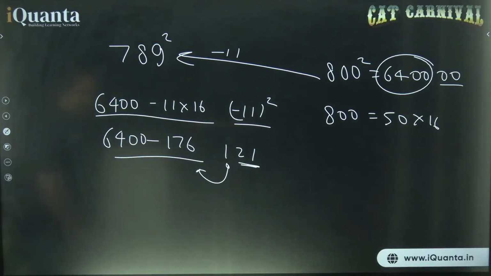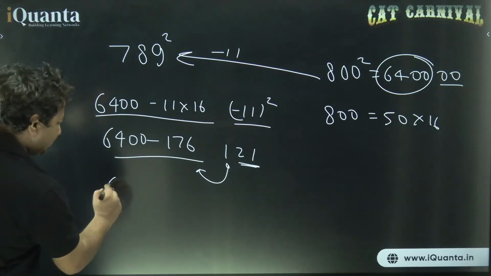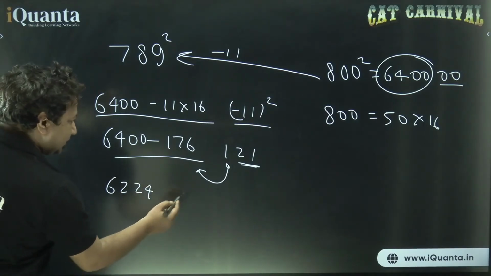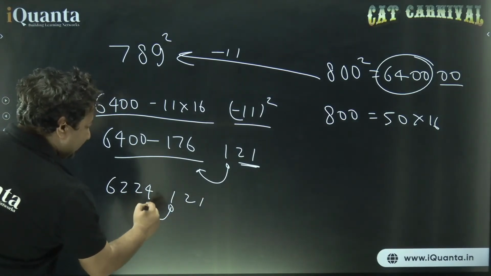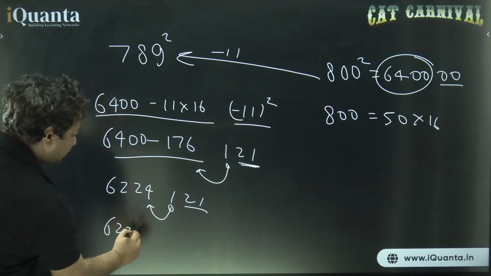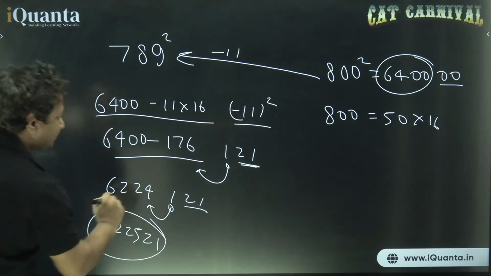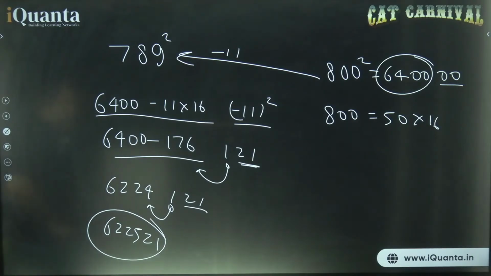Right? What do we get? 6224. Just check if I have done it right. And this 121, 1 should be carried forward. So I have 622521. Cool. Nikhil, recheck the calculation. Aryan, you too. Let's check the calculation again.